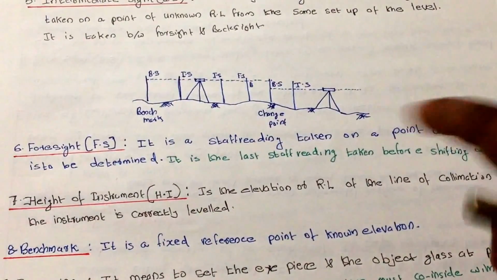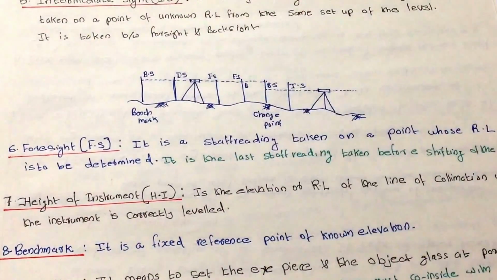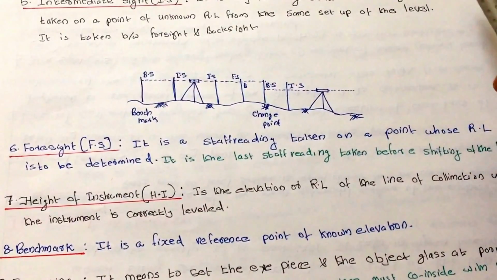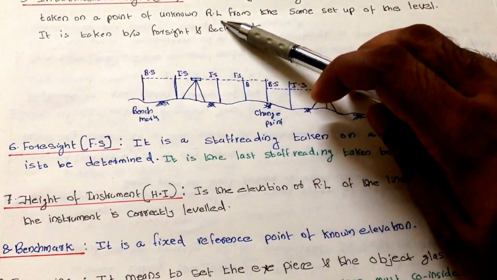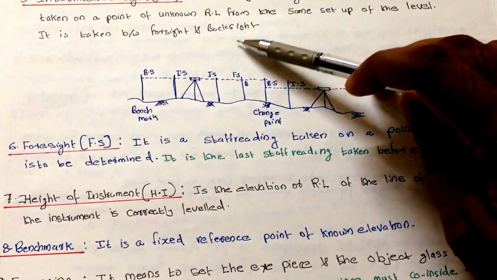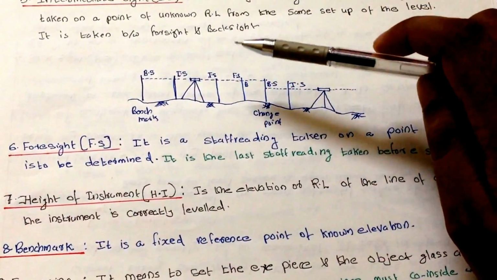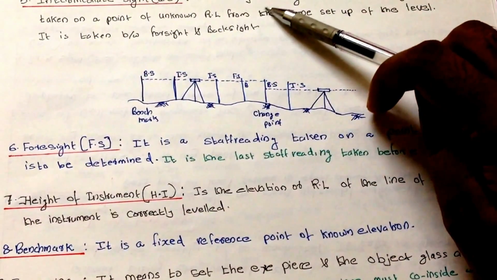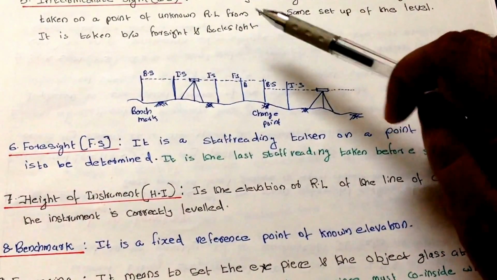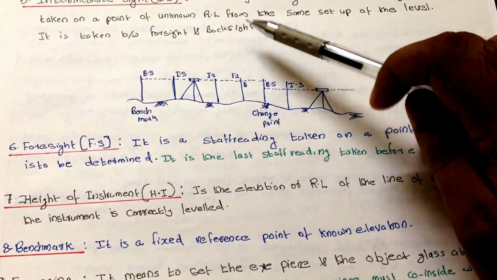The fifth one is the intermediate sight, or IS. It is any reading other than foresight and backsight, taken on a point of unknown RL from the same setup of the level. It is taken between foresight and backsight.